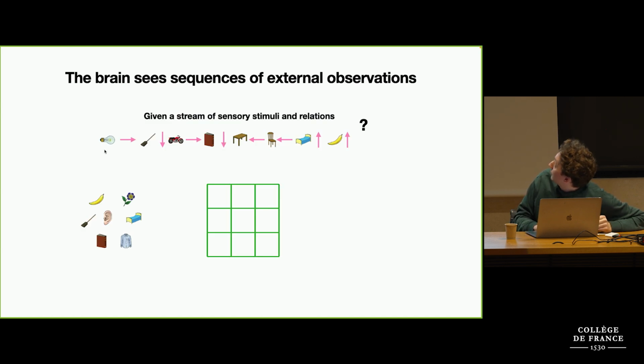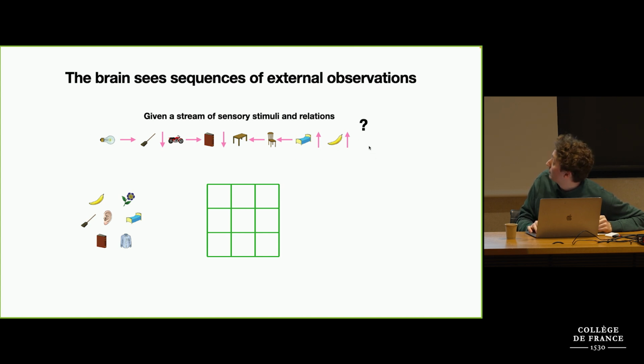Right, you've got this stream of sensory stimuli and relations. So maybe you go from light bulb and you go right to broom and down, motorbike and up and so on. So you have this stream of observations, and then you're tasked with predicting what comes next. Sorry, that sounds like quite a difficult problem. See a bunch of observations, what observation comes next?